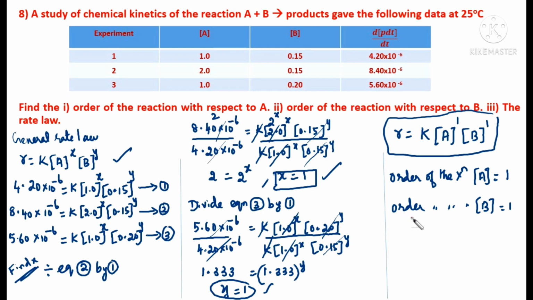If you want to find out the overall order also, it is easy. How will you find out the overall order? What is overall order? It is the sum of the powers of the concentration terms. That means 1 plus 1, which is equal to 2. So it is second order. Overall order is 2. But order with respect to A is 1, order with respect to B is 1, and this is the rate law.